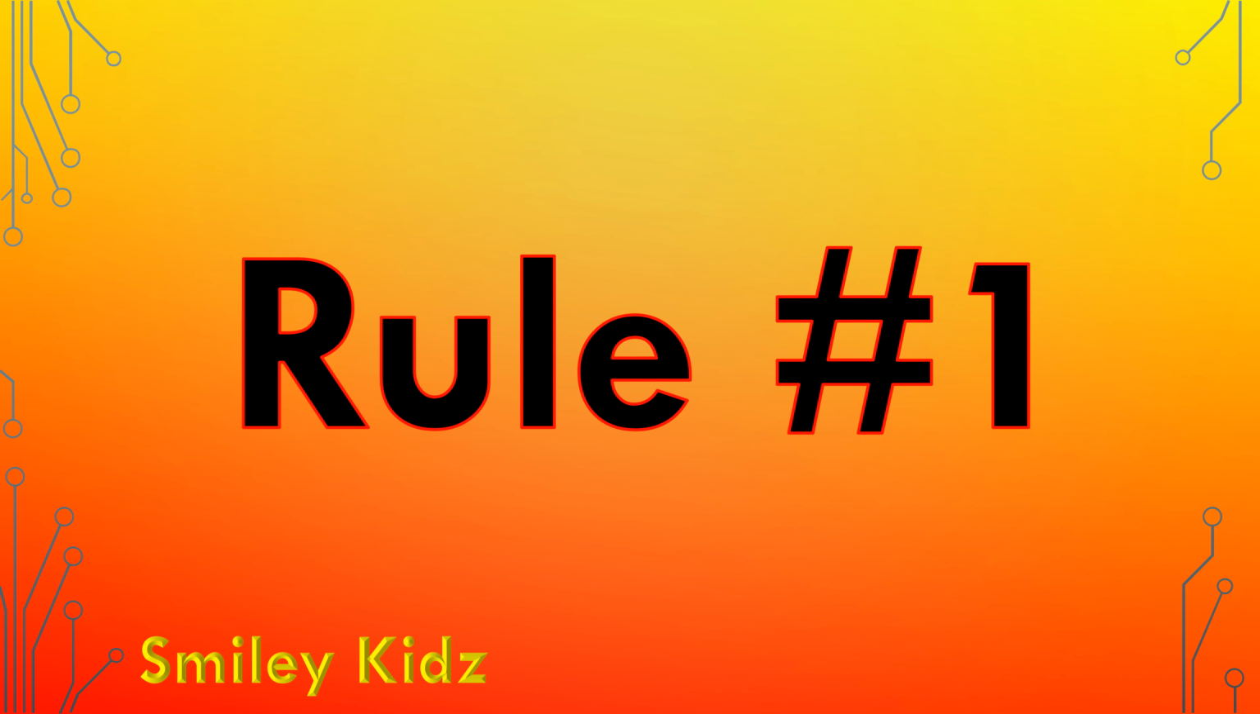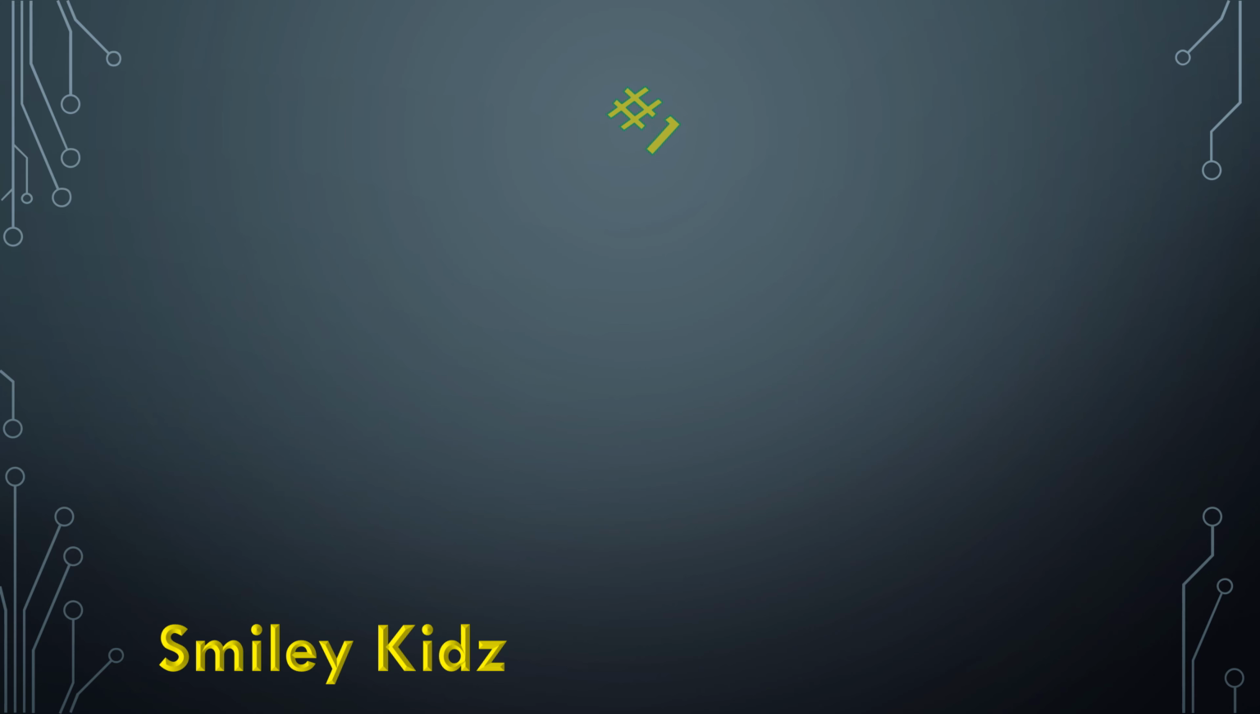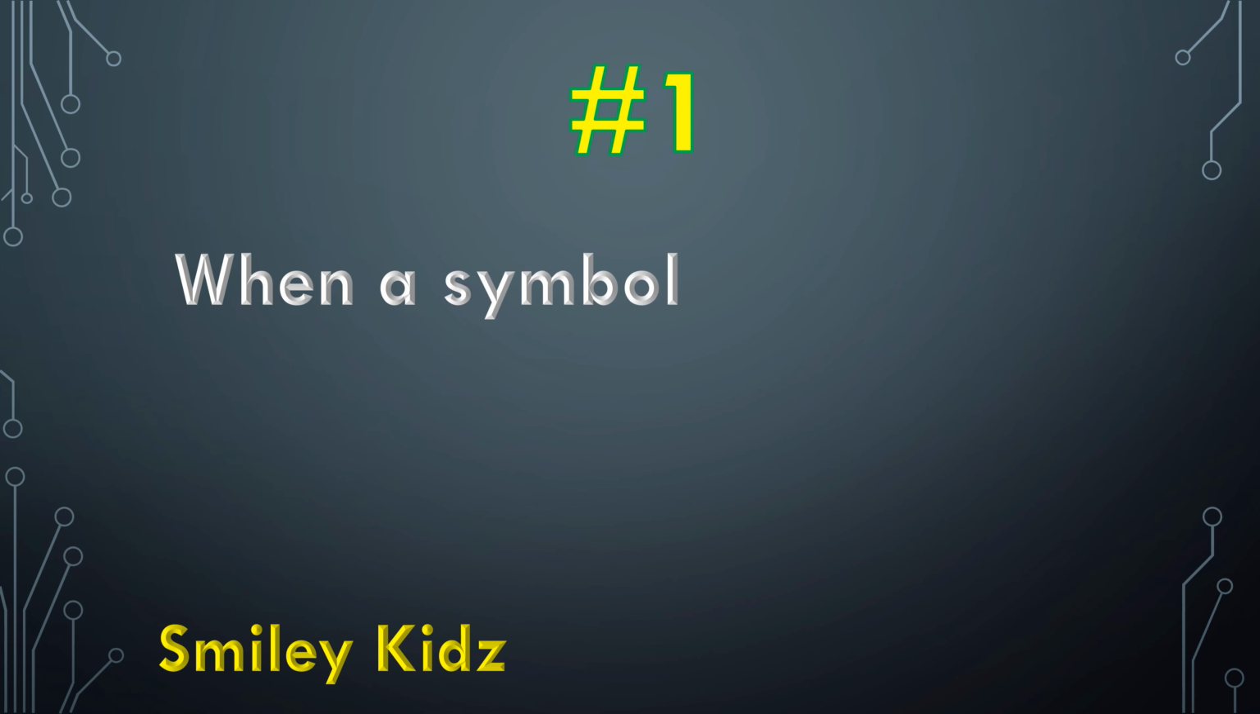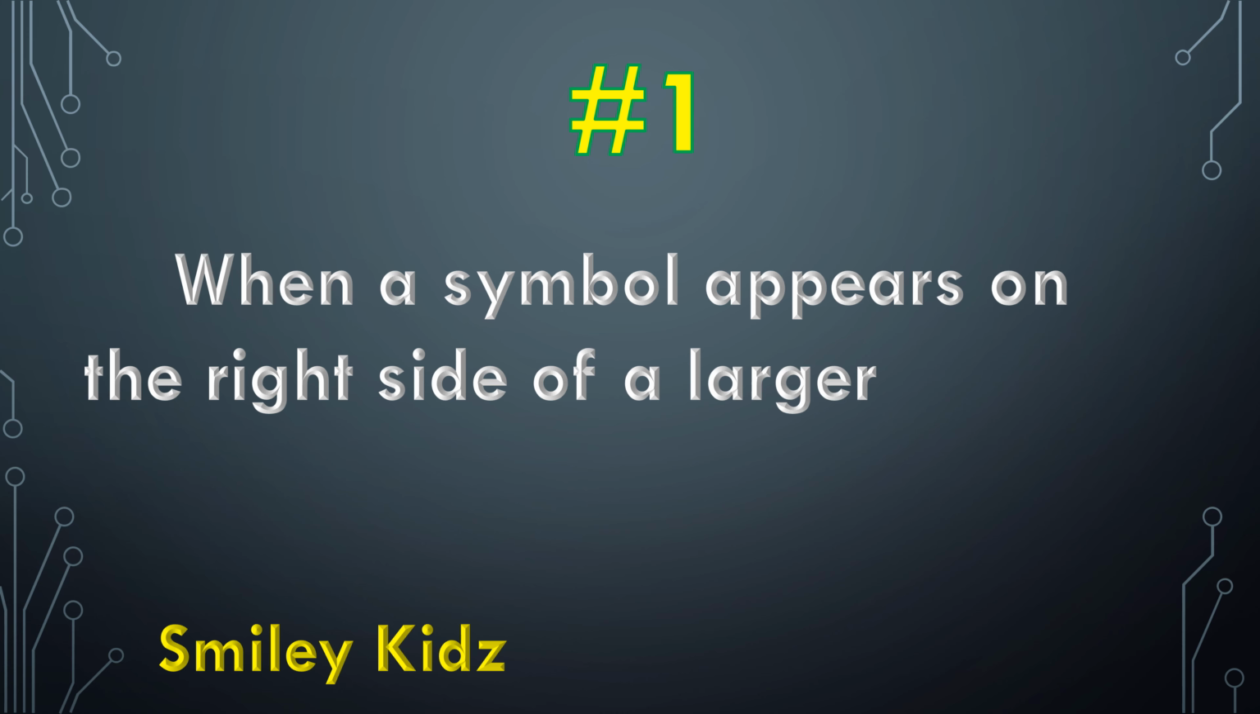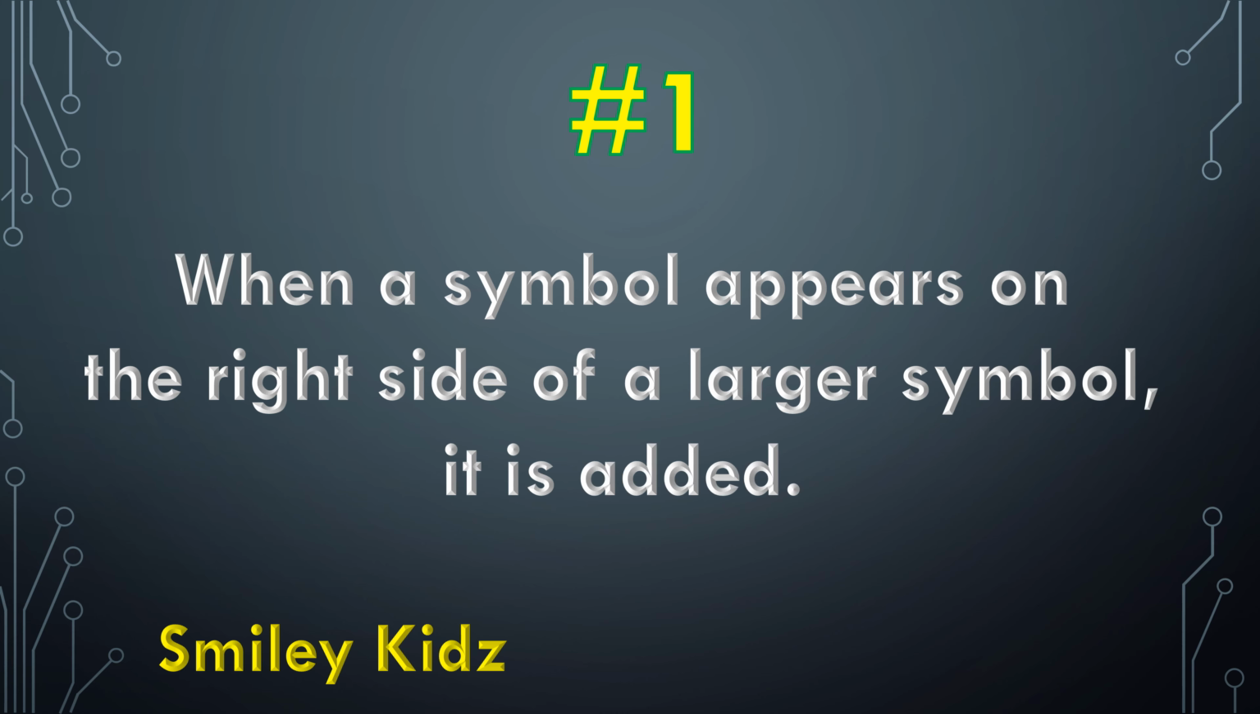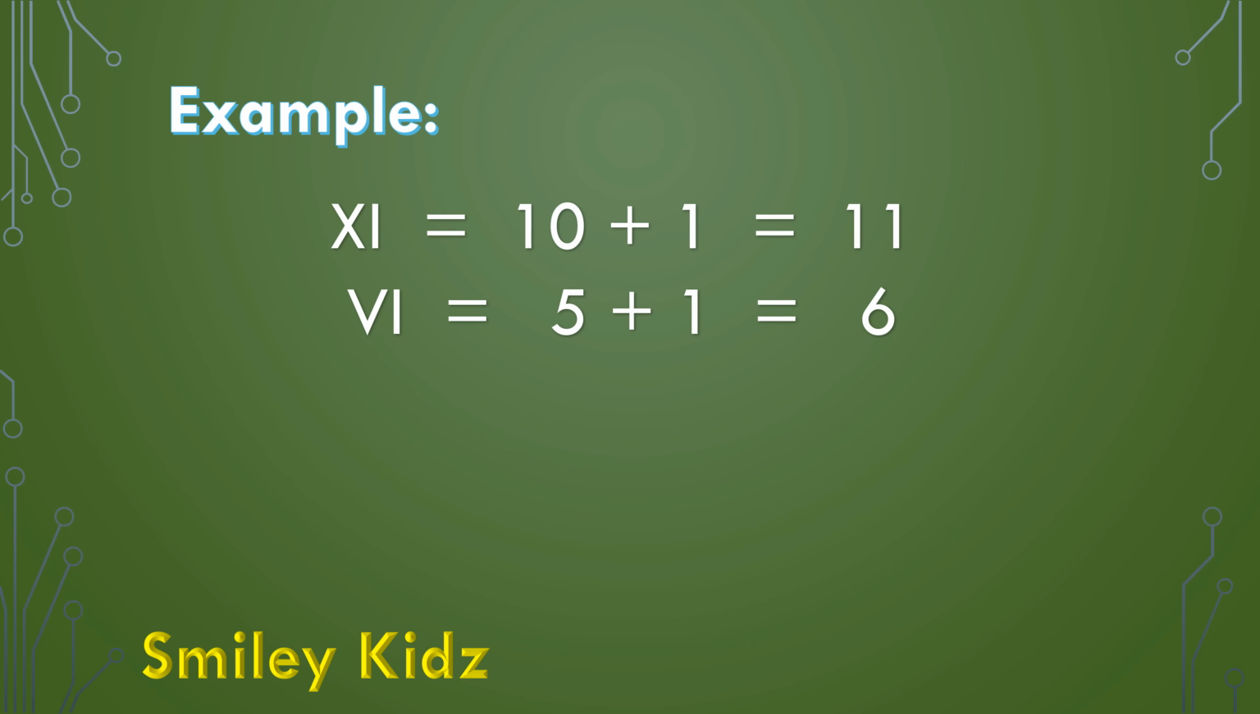Let us see rule number 1. Rule number 1. When a symbol appears on the right side of a larger symbol, it is added. Let us see an example. XI. X means 10 and I means 1. I is on the right side of X, so we should add. 10 plus 1 is equal to 11.